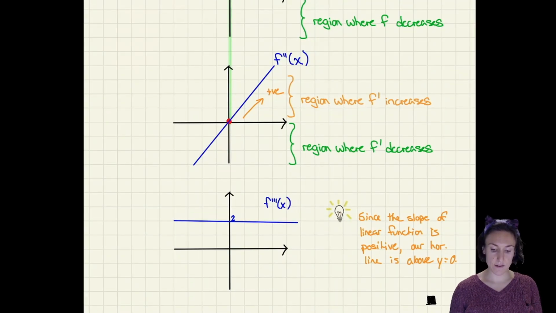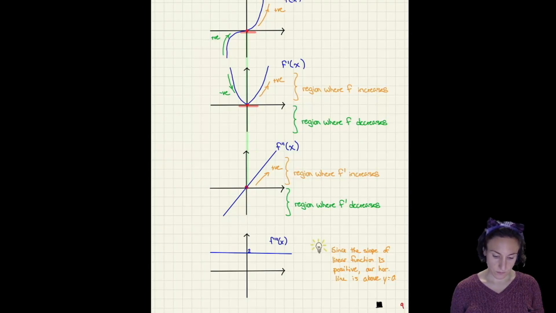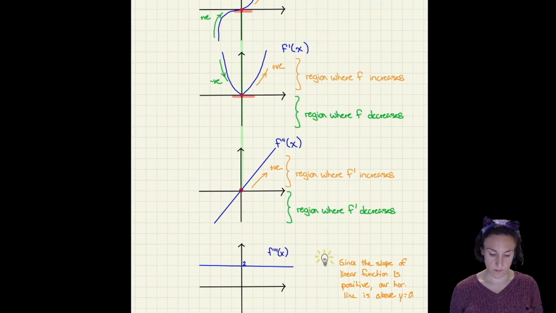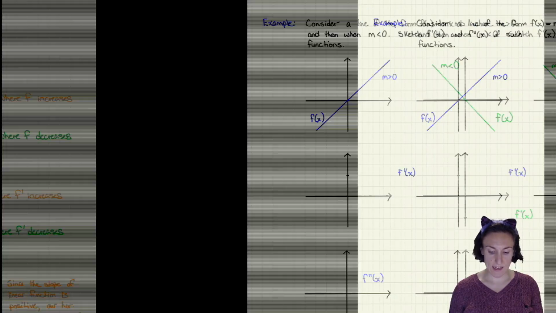If we had a negative slope, so if our line looked like this, for example, we would have to draw its derivative down here, a constant function that's a negative constant. So there's that example.